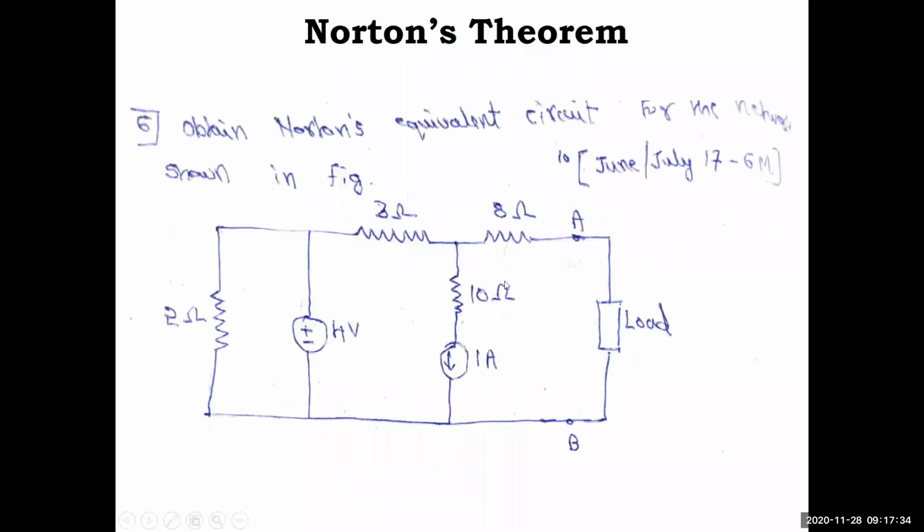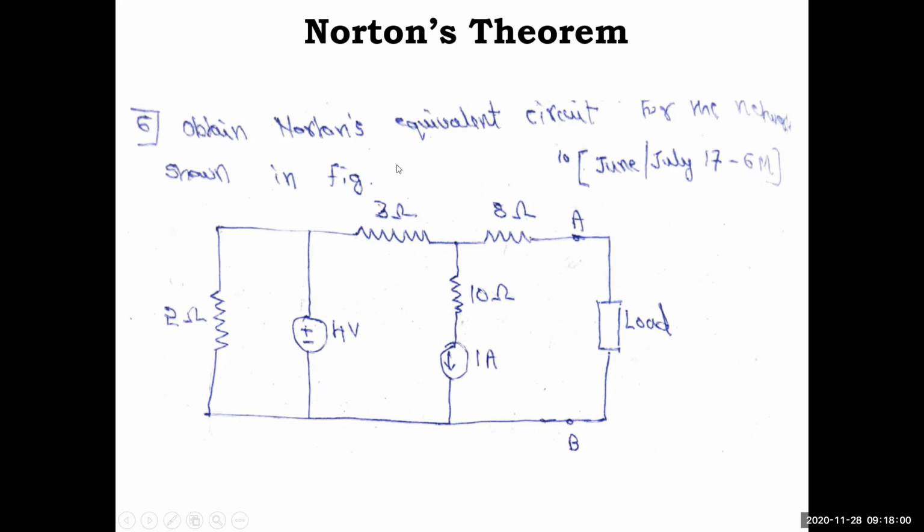So note down the second problem in this. Obtain Norton's equivalent circuit for the network shown in the figure. So note down the figure. You have 2 ohm in parallel with 4 volt, 3 ohm, 10 ohm in series with 1 amp, 8 ohm, and a load. So how do we solve this?